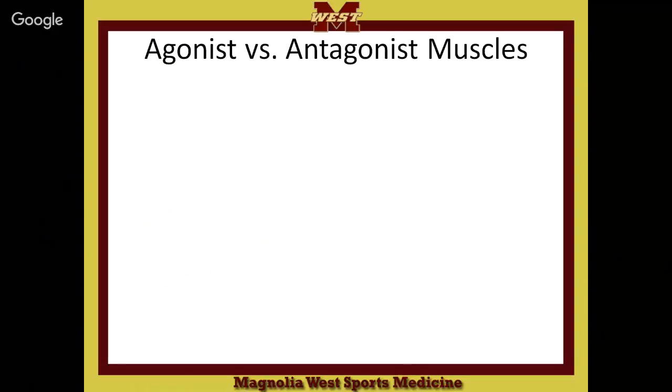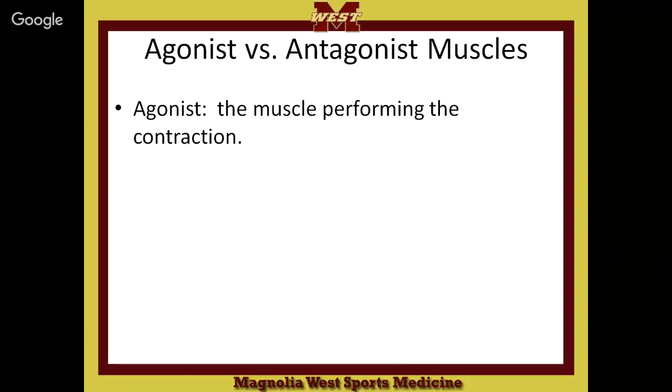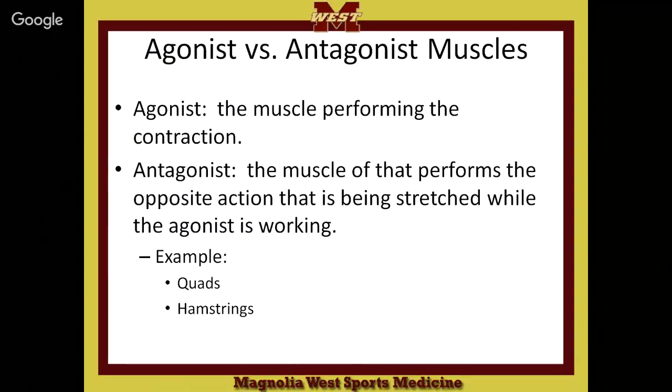We have agonist and antagonist, even though we finally got to this slide. We've been talking about it all chapter. Which one would be an example of a group of agonist and antagonist muscles? Quads and hamstrings, right? So the agonist is the muscle or muscle group performing a contraction, and the antagonist is the muscle or muscle group that performs the opposite action. It's being stretched while the agonist is working. And there's an example, quads, hamstrings. And they go back and forth of who's agonist and who's antagonist.